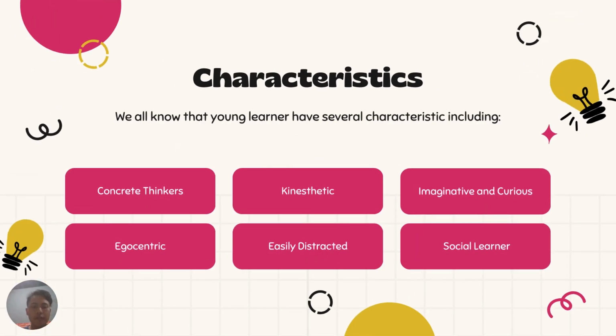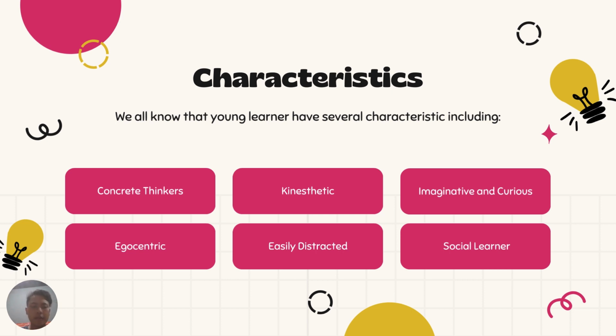At the first slide, I have several characteristics, I mean 6 points. We all know that young learners have several characteristics in learning, including concrete thinkers, egocentric, kinesthetic, easily distracted, imaginative, and curious. And the last point is social learner.